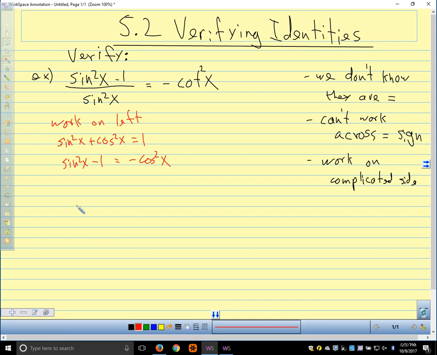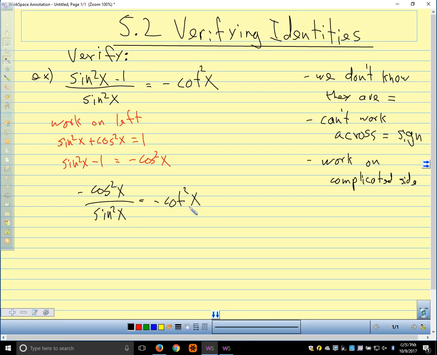So I'm going to substitute that in. So I have negative cosine squared x over sine squared x. And isn't that what we wanted? Negative cosine squared over sine squared is negative cotangent squared. And that's where we're trying to get. So I showed that I could turn the left side into the right side.